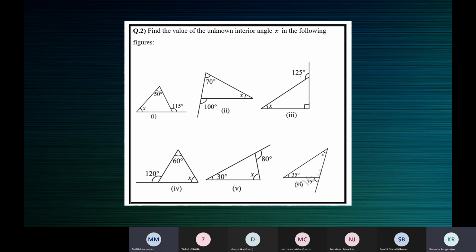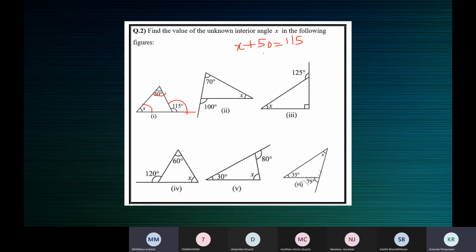So what is the equation you have? By the exterior angle property, x plus 50 is equal to 115, ma'am. Is this correct? Yes, ma'am, because we know that the exterior angle is equal to the sum of the two interior opposite angles.